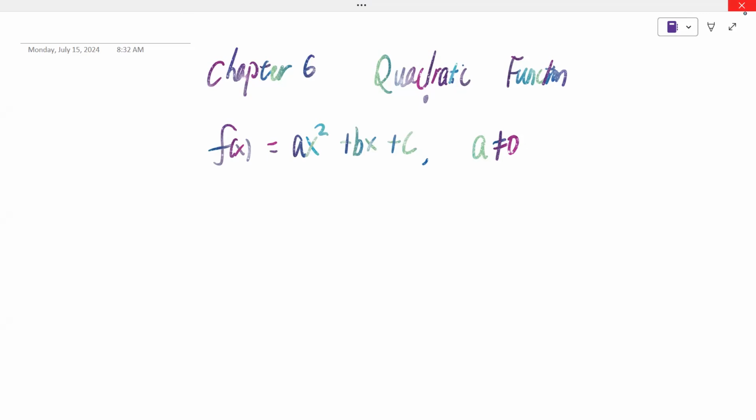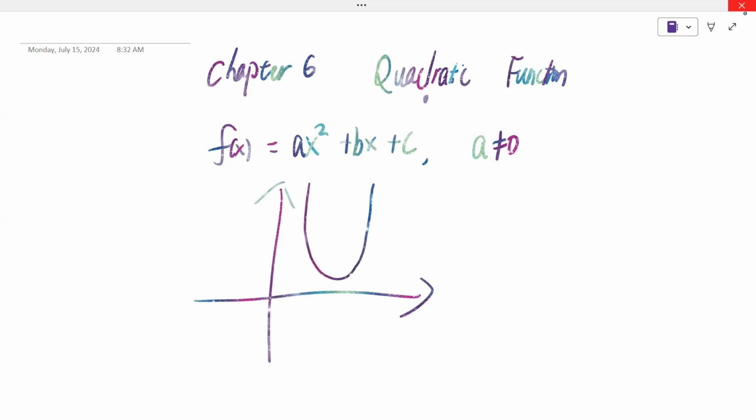That's 3 aspects. And typically, a quadratic function, when you graph it, you're going to see a parabola. We just draw a random parabola, and this is called a parabola. This parabola opens upward, right? It opens upward in this case, and then every parabola has a vertex. In this case, the lowest point is what we call the vertex.